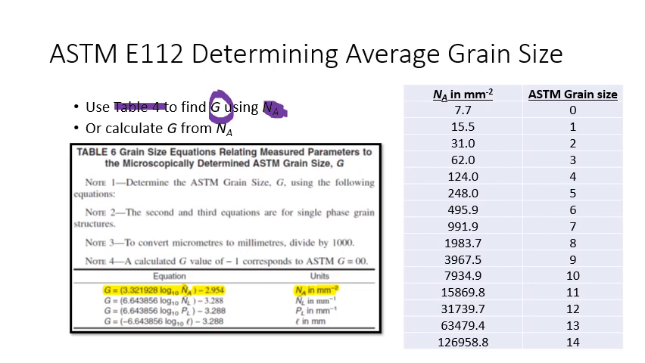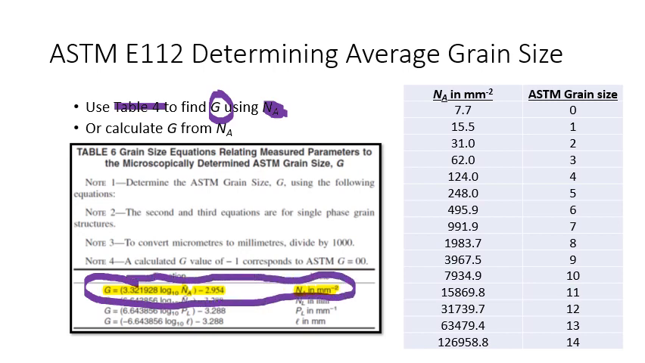from ASTM E112, or you can calculate G more precisely in case your exact numbers are not in the table, using NA, using the equations provided in table 6 in the ASTM E112 to calculate G from NA. And I've provided a separate table of those calculations to the right.